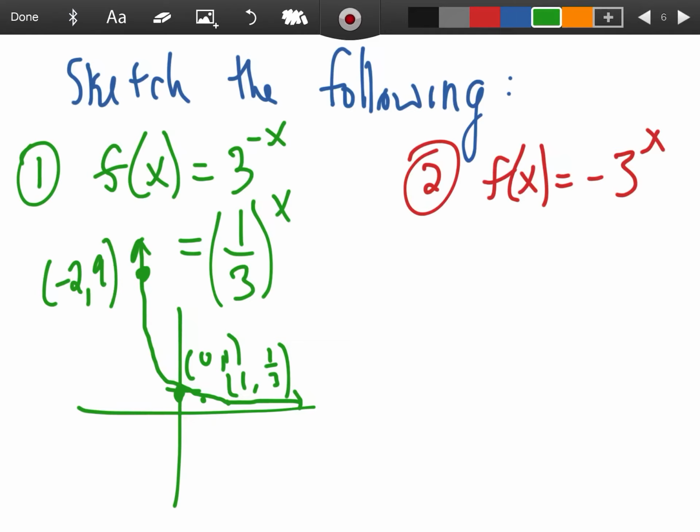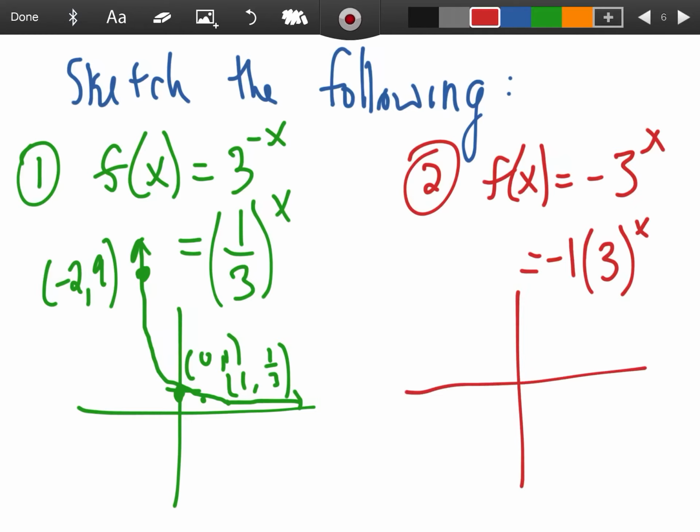Now, what about my graph of f of x equals -3 to the x? Well, what exactly is going on here? Didn't we say b can't be a negative number? It's not, okay? It's not a negative number because this here was not in parentheses. This is the same thing as -1 times 3 to the x. So now this is exponential growth. However, we're going to find ourselves below the x-axis.